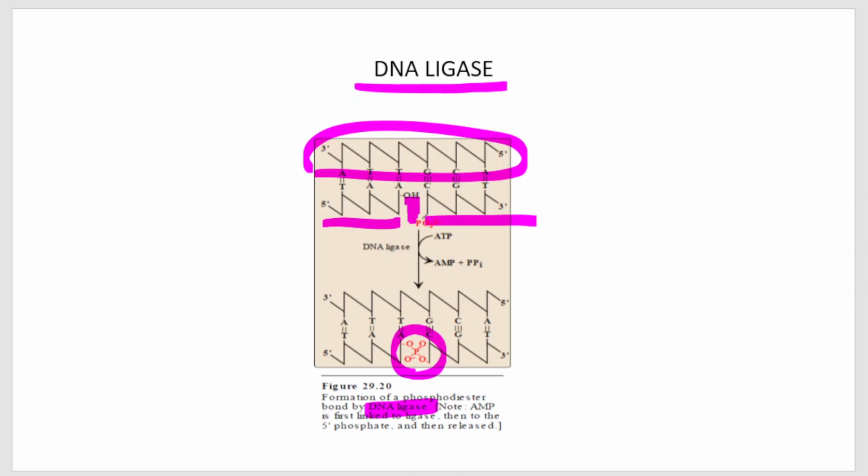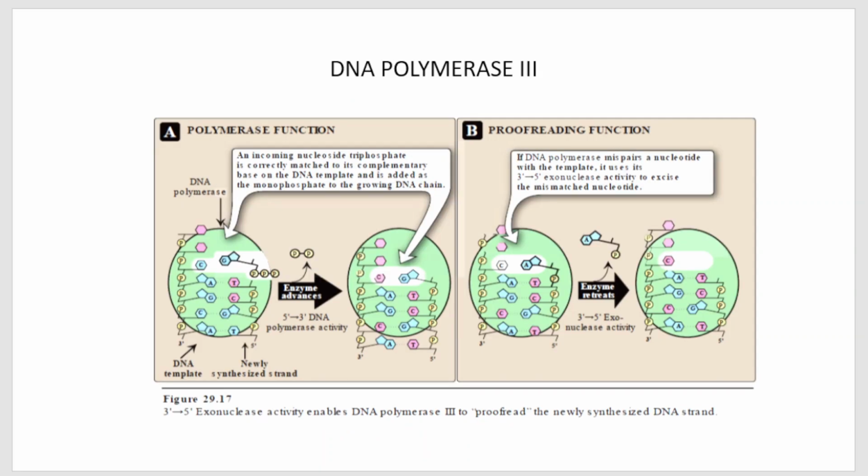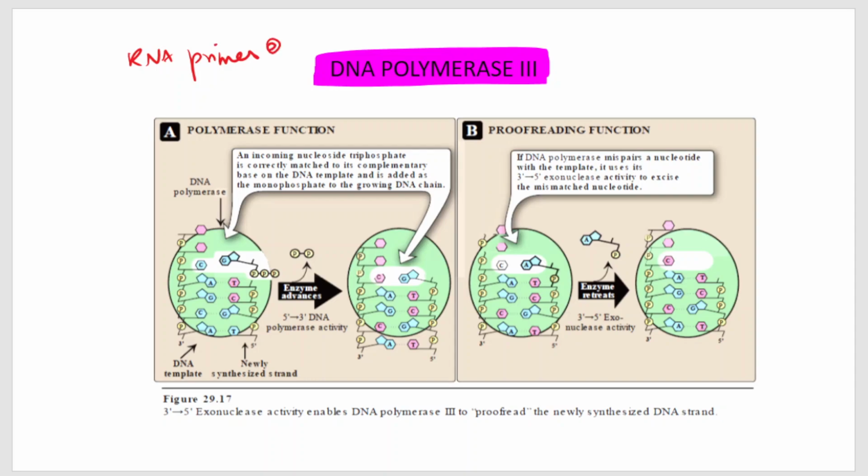So this is the function of DNA ligase. Now what is the function of DNA polymerase 3? One function we know is that it adds the nucleotides. So this needs the RNA primers. After an RNA primer, the DNA polymerase can add nucleotides. It chooses the nucleotides in such a way that they are complementary to the parental strand.